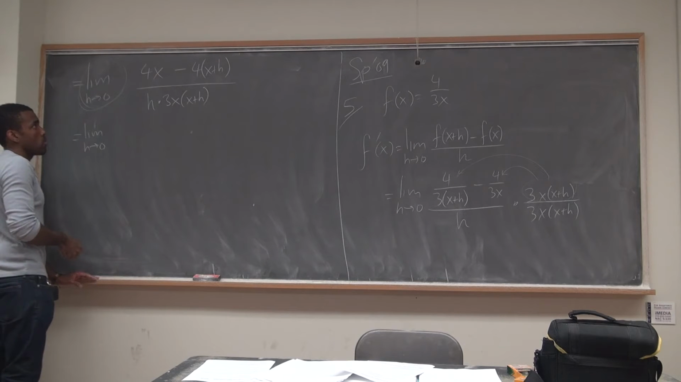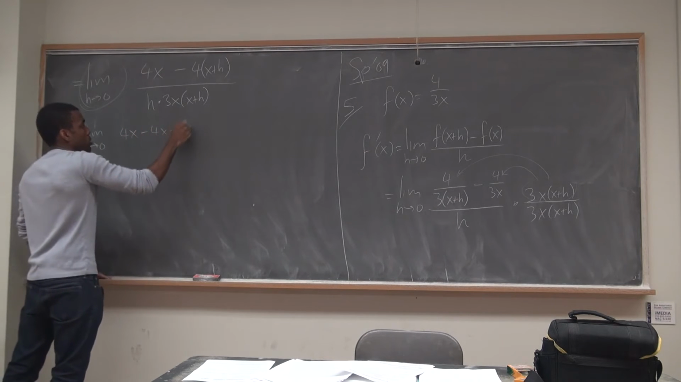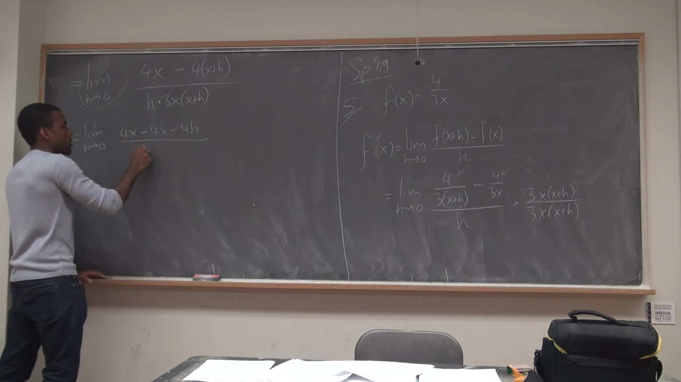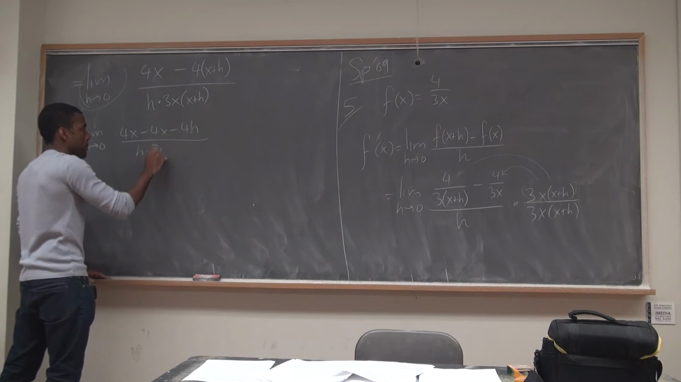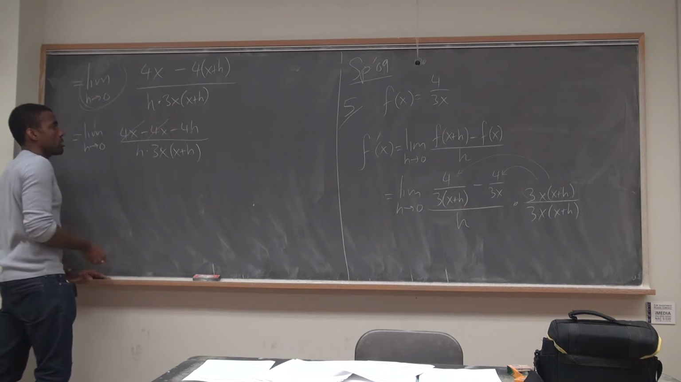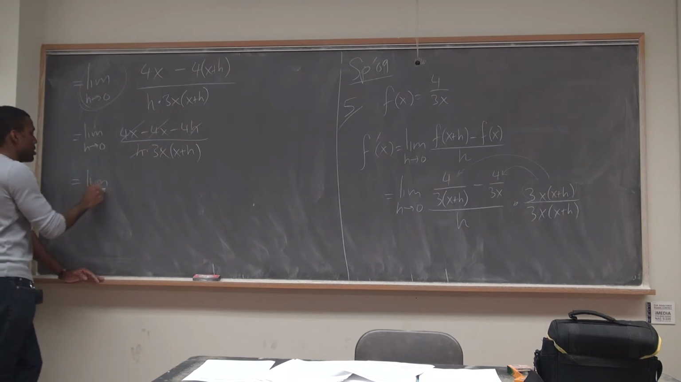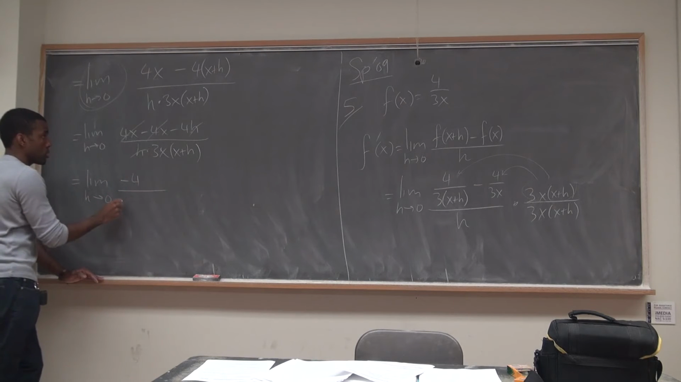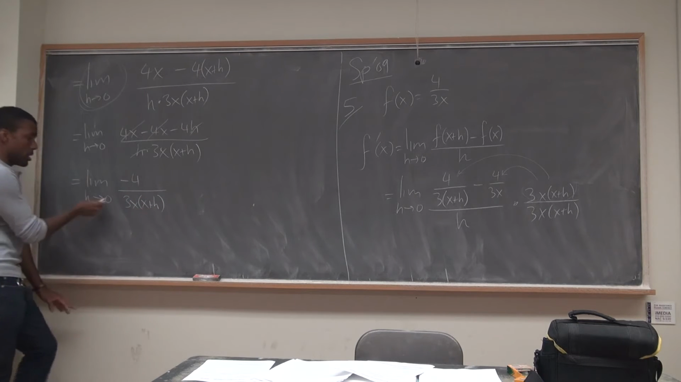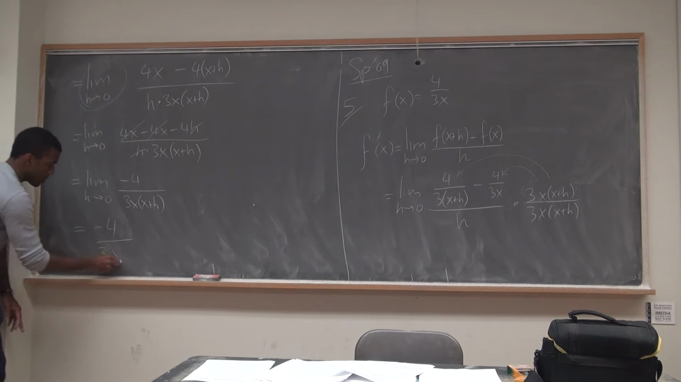So that'd be 4x minus 4x minus 4h over... Just goes that, and then my h will cancel into that one, right? And so I have the limit as h approaches 0 of minus 4 over 3x times x plus h. And at this point I can plug in h equals 0 to get 3x squared.